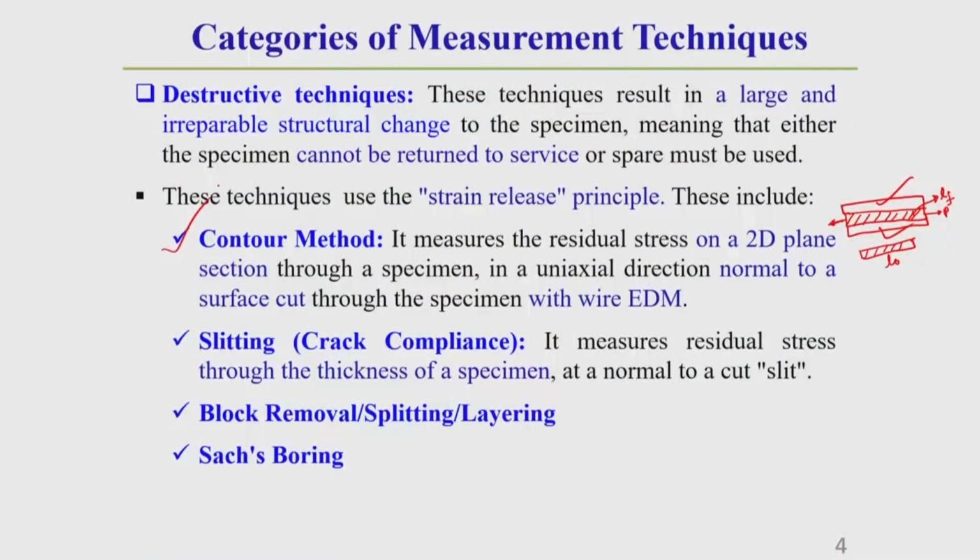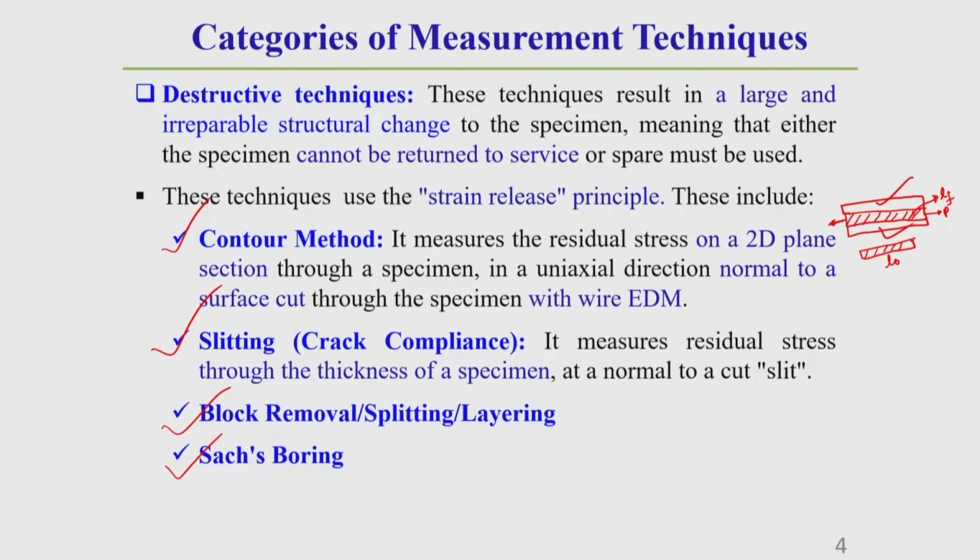There are different types of destructive residual stress measuring techniques. One is called the contour method, another is the slitting method, another is the block removal, splitting or layering method, and another is the shaft boring technique. By these we can measure the residual stress, but we have to destroy the structural integrity, meaning we generally destroy the specimen. This you should keep in mind.